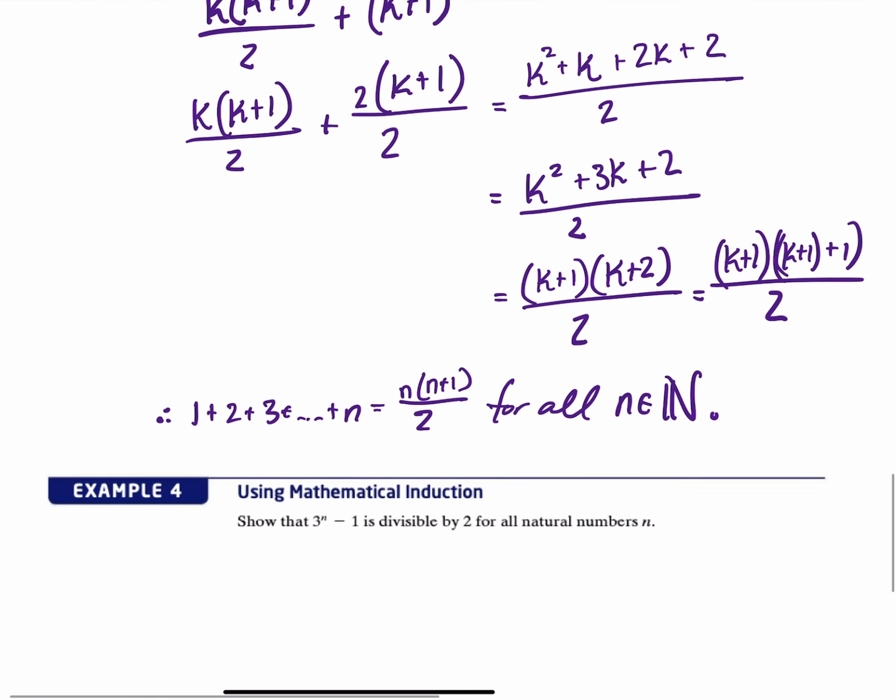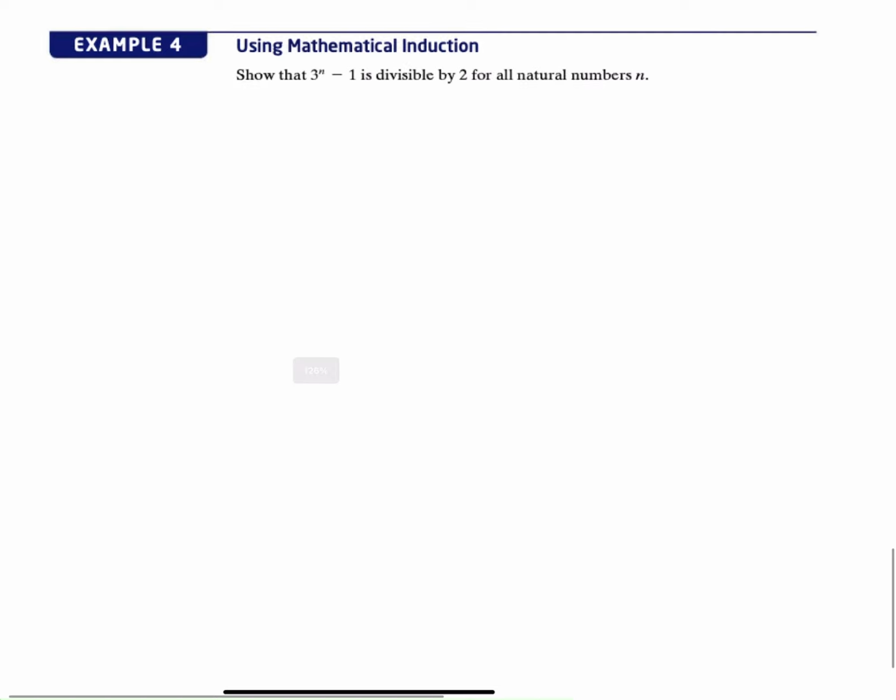All right, let's look at one more example about divisibility, so we can also prove these kinds of statements as well. We want to show that 3 to the power n minus 1 is divisible by 2 for all natural numbers. So let's start when n equals 1. This will be 3 to the first power minus 1, or 3 minus 1, which is equal to 2, which is divisible by 2, so it's true.